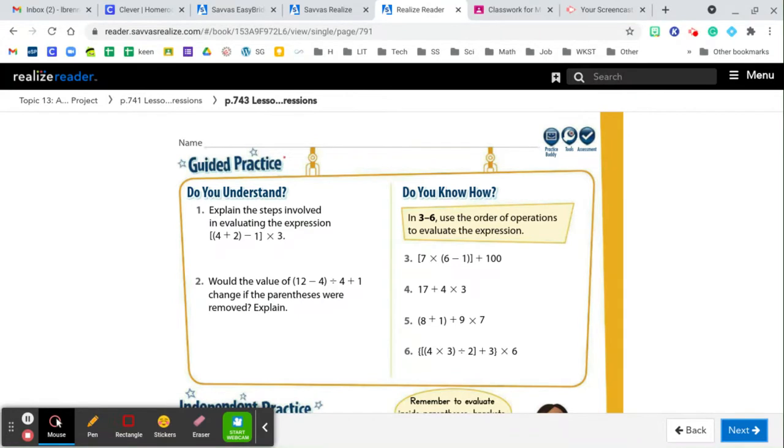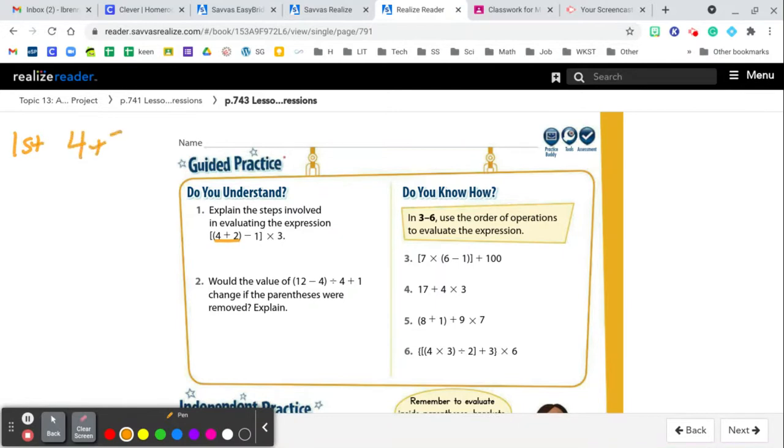So explain the steps involved in evaluating this expression. The first thing you're going to do is go inside the brackets, and we have a parenthesis in there first. So first, you're going to add 4 plus 2 and get 6. Second, you're going to say 6 minus 1 equals 5. And then the third thing you're going to do is 5 times 3 equals 15.